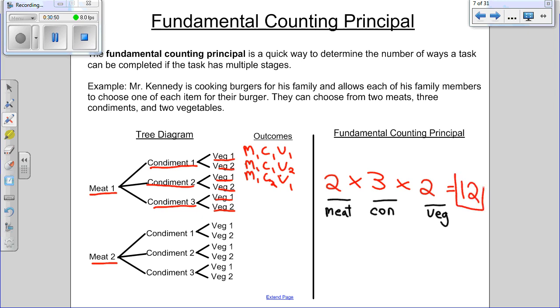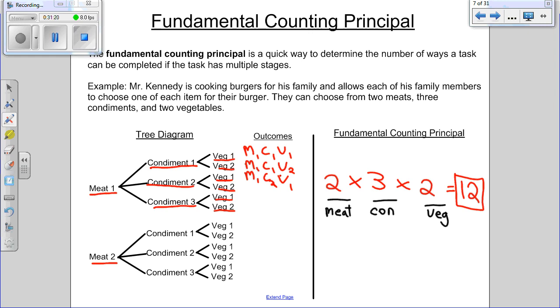Why couldn't you have told us this last year? Because last year you had to know what each outcome was. That was why we were doing tree diagrams. This doesn't tell me that it's possible to have chicken with mustard and onions. I'm taking out the worst possible combo I could. That's pretty gross, right? Mustard. Where the tree diagram told you all the outcomes.